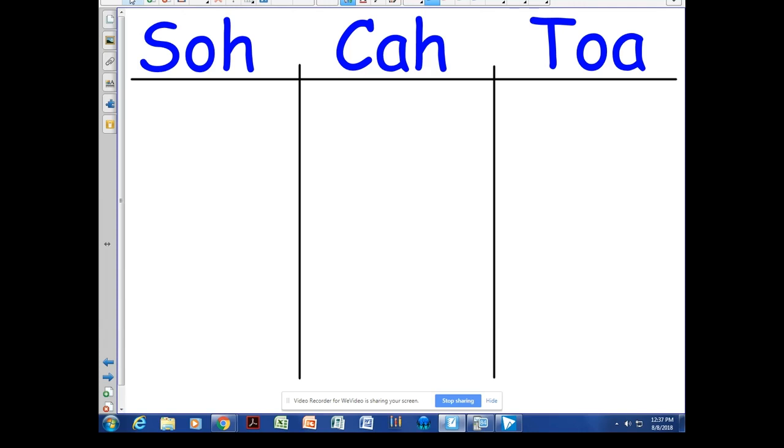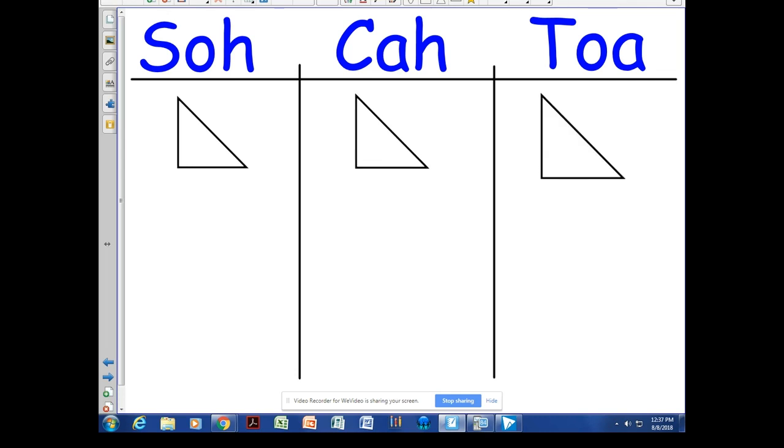I'm going to draw a right triangle for each one of these. So I'm going to put a little right triangle there, one here, and one here. And I'm just going to randomly create three separate problems. So in this first right triangle, I'm going to put my right angle, and I'm going to put in an angle here, say of 50 degrees, and on one of the legs, I'm going to put an X, and here I'm going to put, say, the number 12.